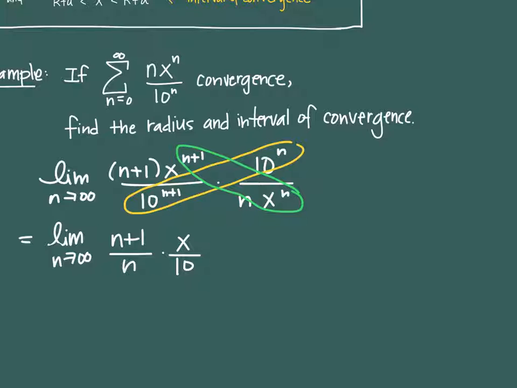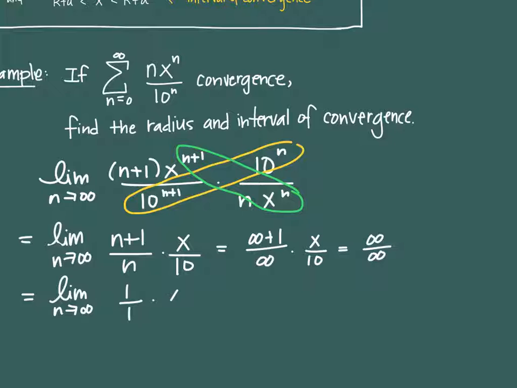The value of that limit, when I plug infinity into not x, but into n, I'm going to get infinity plus 1 over infinity times x over 10, which is infinity over infinity, which means I need L'Hopital one time. And when I take L'Hopital, I'm going to get 1 over 1 times x over 10, and there's no more n's left, so the result is x over 10. So the result of the limit is an algebraic expression.